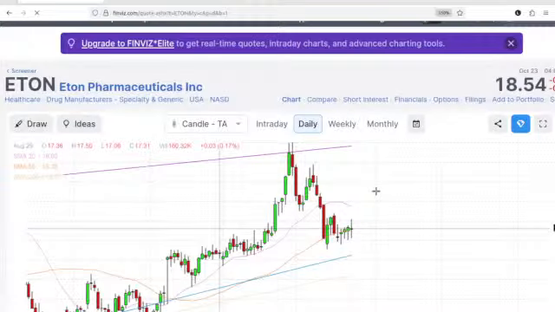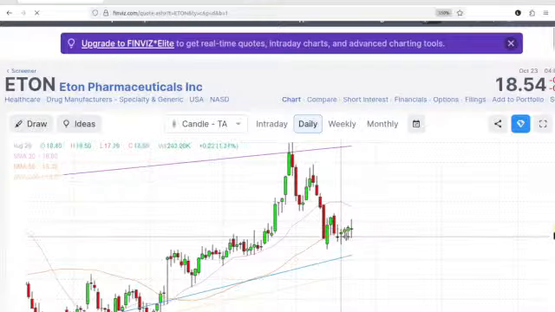So Eton has been appearing for like the past 4 days. Like it appeared here, it appeared here. It's just been appearing everywhere. It's been all over the place.